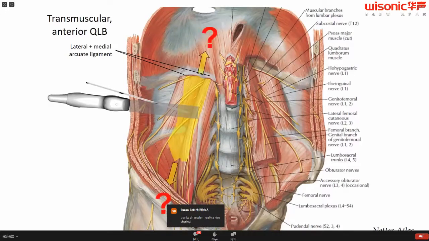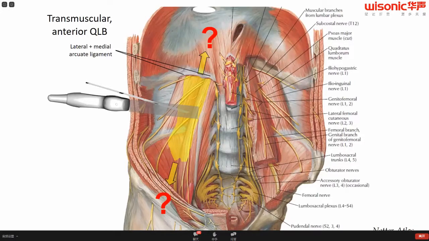Performing a transmuscular anterior quadratus lumborum block means that we inject local anesthetic between the quadratus lumborum and the psoas muscle, and we expect that the local anesthetic will not stay in the lumbar area, but will also flow into the lower thoracic area via the lateral and medial arcuate ligaments.